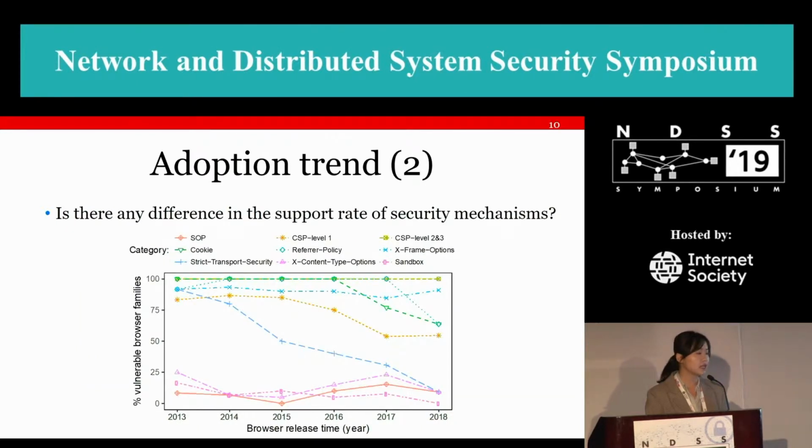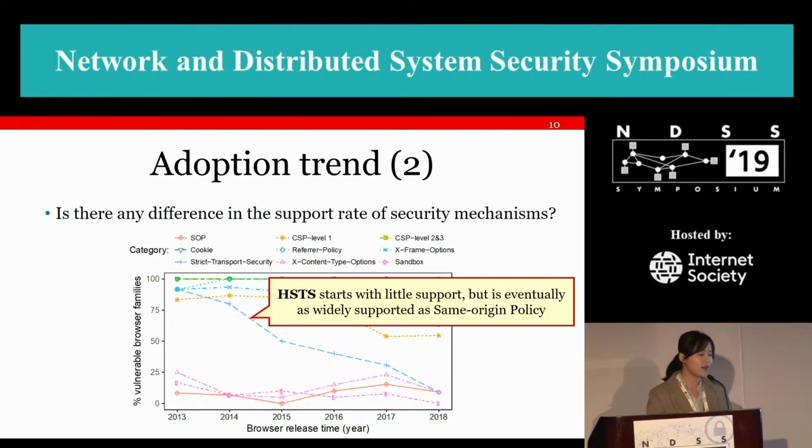The second question is, is there any difference in the support rate of security mechanisms? We find some security mechanisms, such as the same origin policy, which is used for restricting the interactions between different domains, are always well supported, but others, like the content security policy, are still not well supported. So we think it's not only difficult for the webmasters to write correct policies, but also difficult for the browser vendors to account for all directives constantly as recommended.